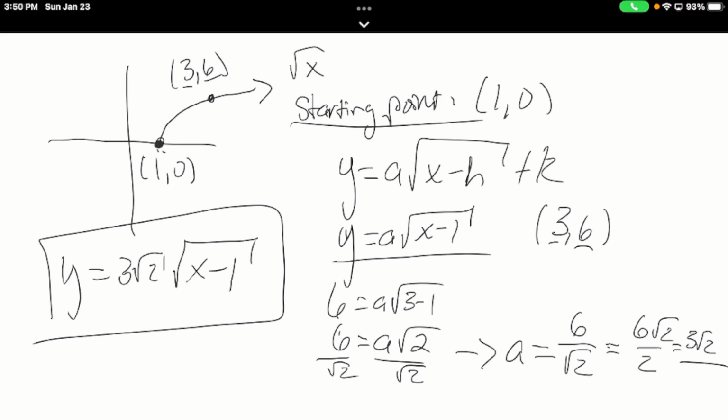I'm only going to ask finding the square root function. I'm not going to ask finding the cube root, but that is the general process of how you would do it. Let's recap. Determine my starting point.